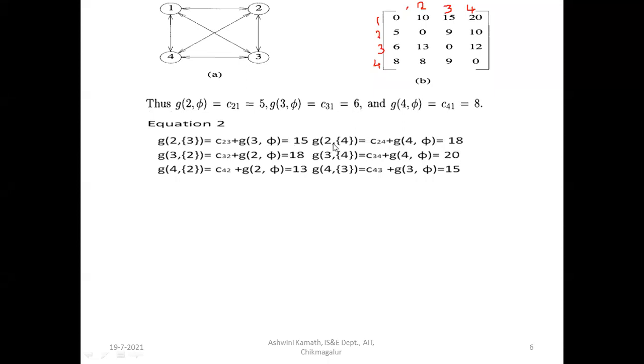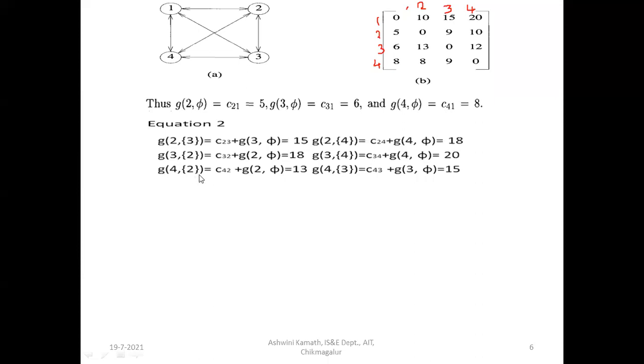Similarly, G of 2, 4 is C24. What is 2, 4? It is 10. 10 plus G of 4, 5. 4, 5 is 8. 10 plus 8 is equal to 18. Similarly, G of 3, set is 2. So 3, 2 is 13. 13 plus G of 2, 5, which is 5. 13 plus 5 is equal to 18. G of 3, 4 is C34. 3, 4 is 12. 12 plus G of 4, 5. 4, 5 means 4 to 1, which is equal to 8. 12 plus 8 is equal to 20.